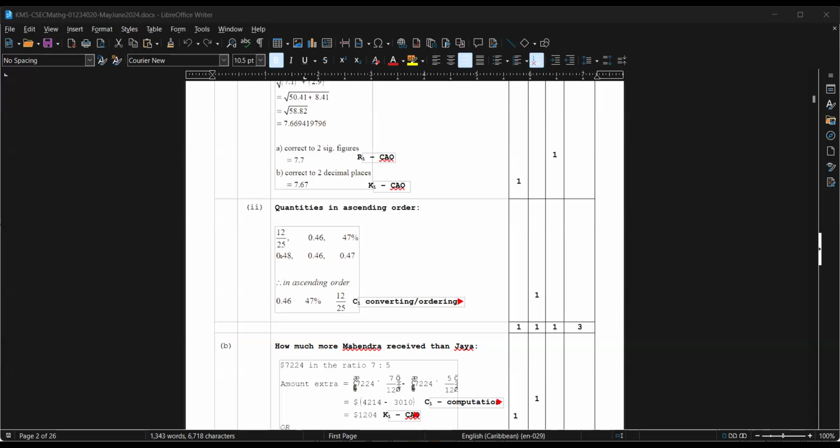You see this next step? 12 over 25, they punch it in the calculator and they get 0.48. Well, 0.46, they're right back. 47%, they put 0.47. If you write this step, but at the end you put the things in the right ascending order, as you see here, 0.46, then 47%, then 12 over 25, the person marking has to, let's call it, see it as seen or implied.